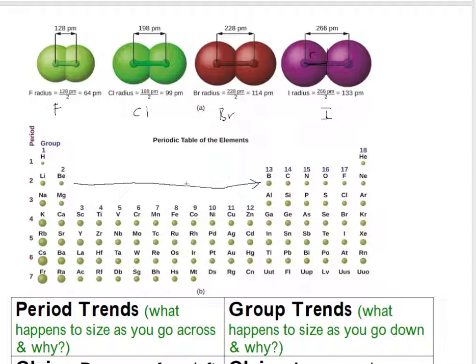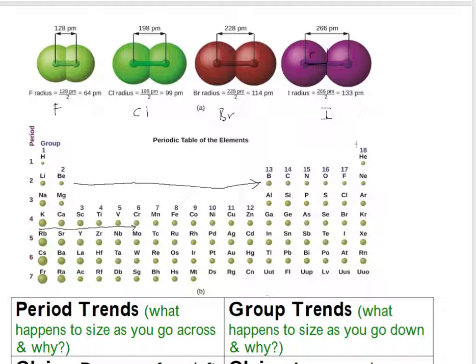Hopefully you can see that the atoms are going to get smaller as we go to the right. So the bigger atoms are on the left, the smaller atoms are on the right. And this is especially true if you look down here at group 4. So as you go to the right, the atoms get smaller and smaller and smaller.